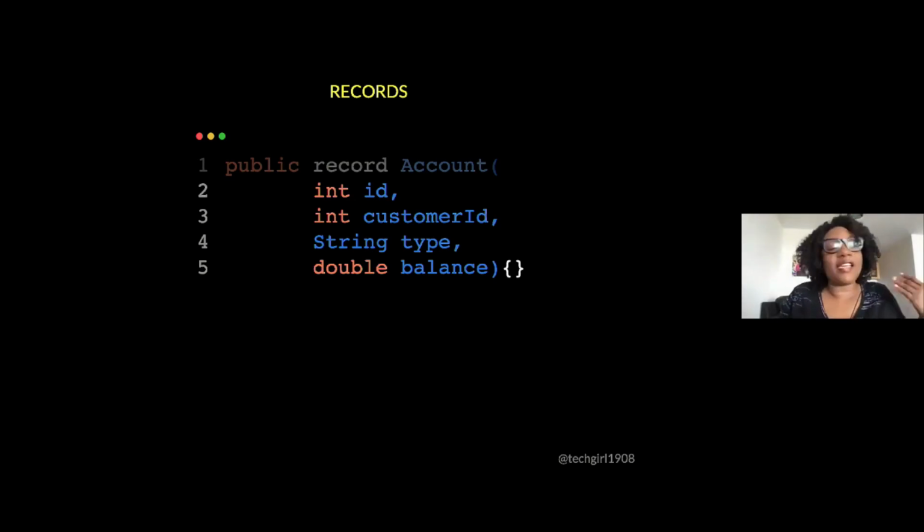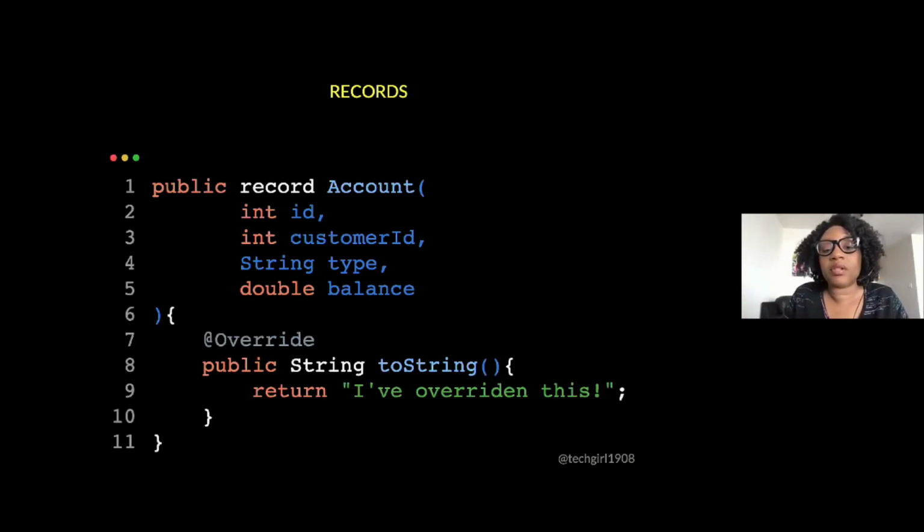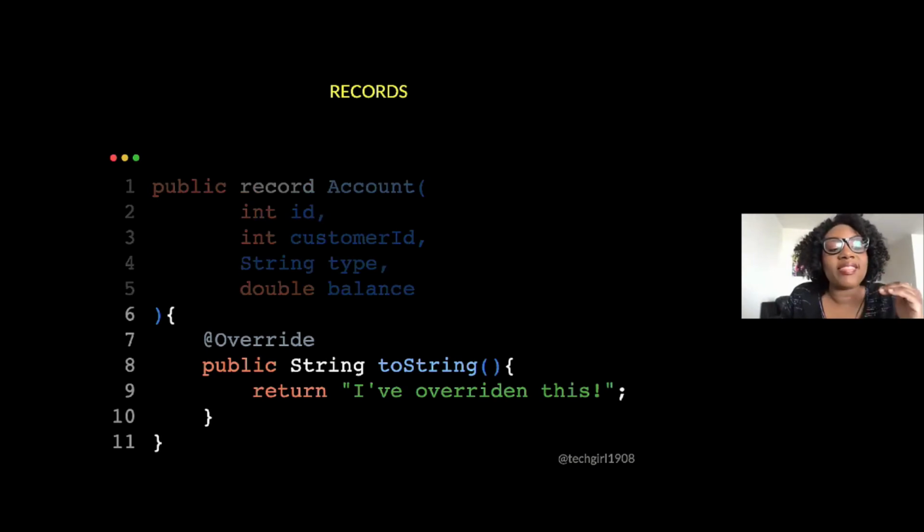You don't need to make any getters. You don't need to make any setters. You don't need to override the inherited methods like equals and hashCode or toString. It's all just done for you, and it's done quite nicely, I might add. However, if you just want to override anything, you can do so within the curly braces of the record.